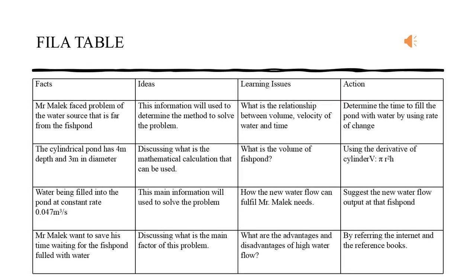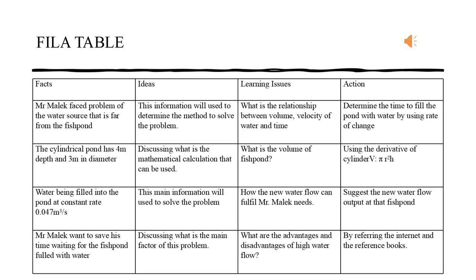Okay, now for the table, the first fact is that Mr. Malik faced a problem of the water source that is far from the fish pond. So the idea is this information will be used to determine the method to solve the problem. The learning issue: what is the relationship between the volume, the velocity of the water, and the time? So we take the action to determine the time to fill the pond with water by using rate of change.